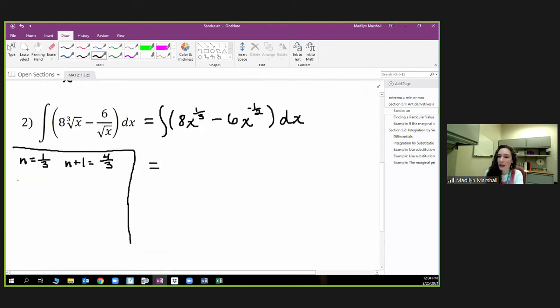So the 8 in our first term is just still there. That's right. 8x to the 4/3. So we have n plus 1 as our new exponent, and that whole thing is being divided by 4/3, which is actually the same thing as multiplying by 3/4.